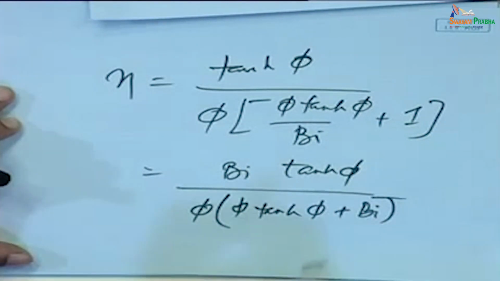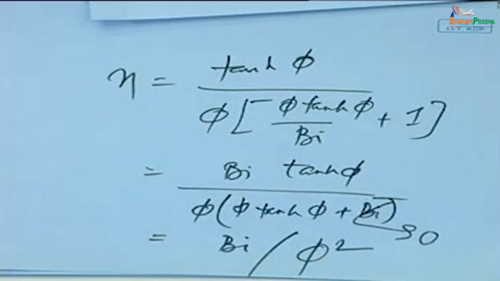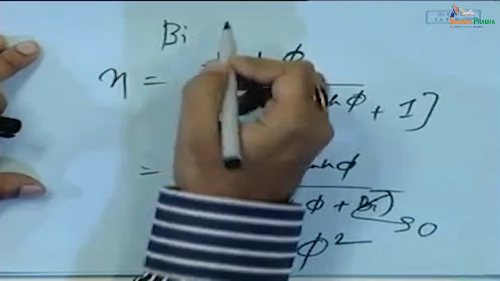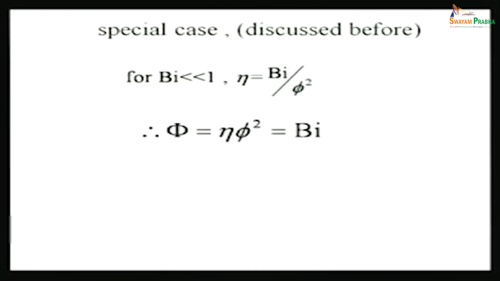So, in the limit of Biot number going to very small, this is a term you neglect and you end up with Biot number over phi square. So, this is the third limit, Biot number much smaller than 1. We did first Biot number much greater than 1, then finite, and this is the third limit. Clear? So, let us go quick. If that is the case, then big phi, that is the observed Thiele modulus, which is eta times phi square, is simply the Biot number, which means that it is only limited by the external mass transfer coefficient.